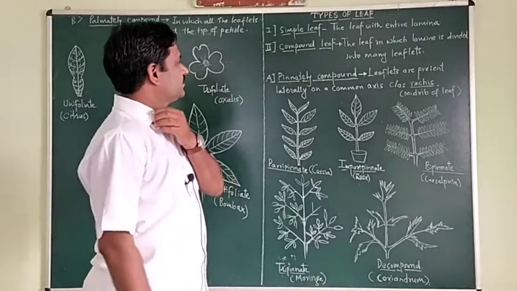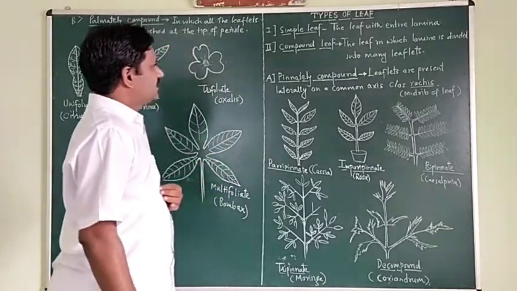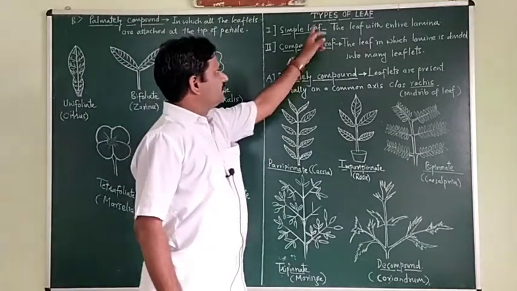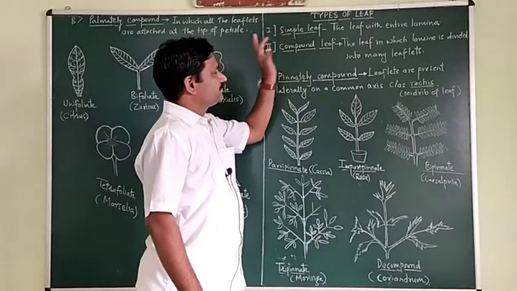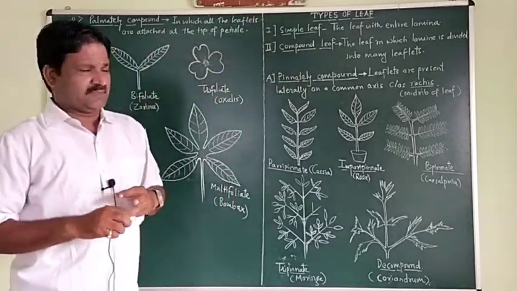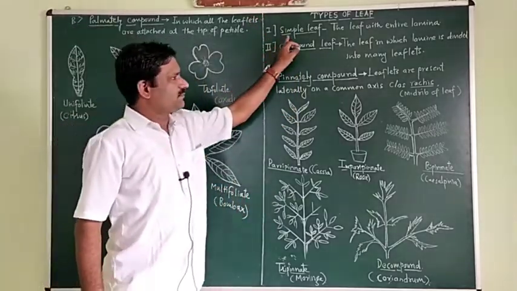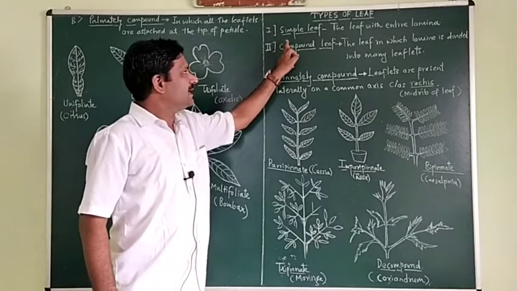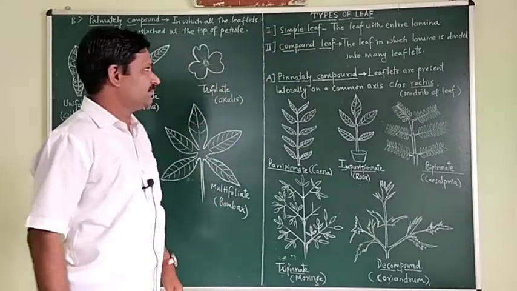Hello students, today we will see about the types of leaf. There are two types of leaf. The first one is simple leaf and the second one is the compound leaf.